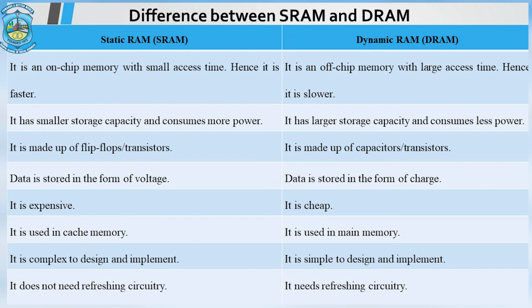Data is stored in the form of voltage in SRAM, whereas it is stored in the form of charge in a DRAM. SRAMs are expensive, whereas DRAMs are cheaper. SRAMs are used in cache memory, whereas DRAMs are used in main memory. It is complex to design and implement an SRAM, whereas it is simple to design and implement a DRAM. SRAM does not need a refreshing circuitry, but a DRAM requires a refreshing circuitry.